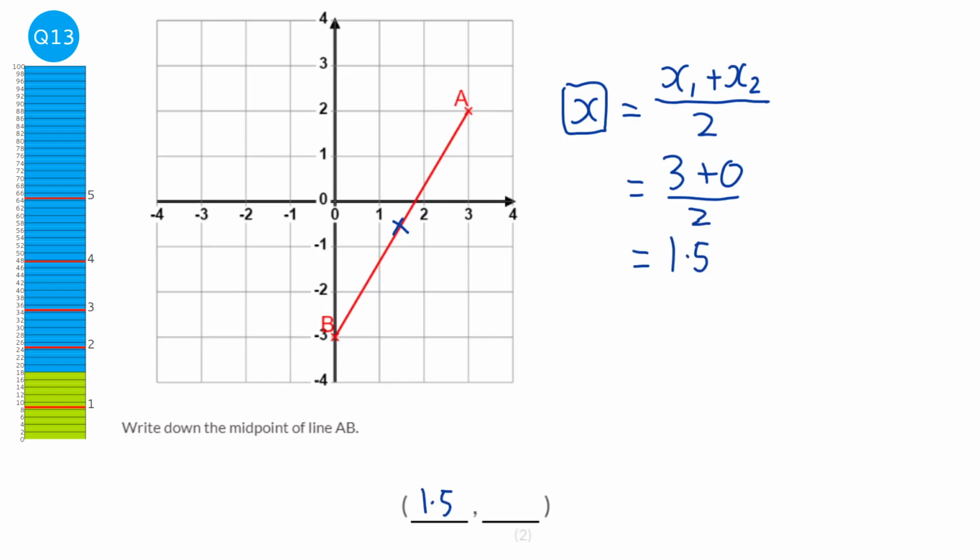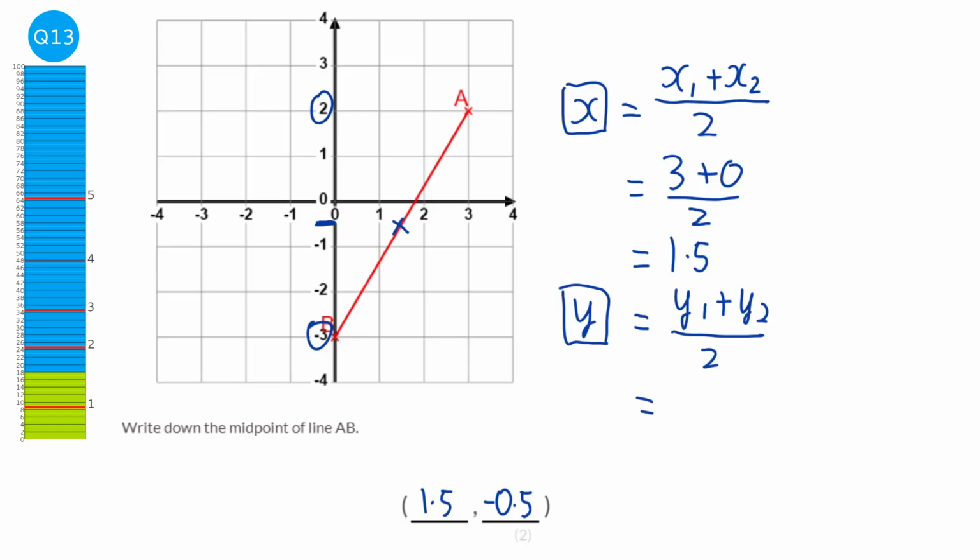I'm going to do the y a slightly different way. We've gone from -3 to 2, and so we can just look at the fact that the halfway point here is going to be at -0.5. If you didn't really see that, we can use the equation. The equation's simple because it's just y1 plus y2 divided by 2. The y coordinates are 2 and -3. 2 plus -3 is just going to be -1. -1 over 2 is just going to be -0.5.